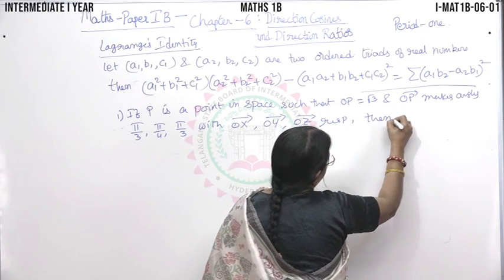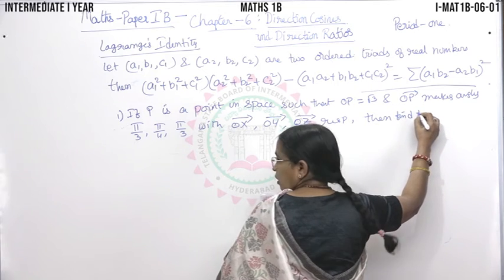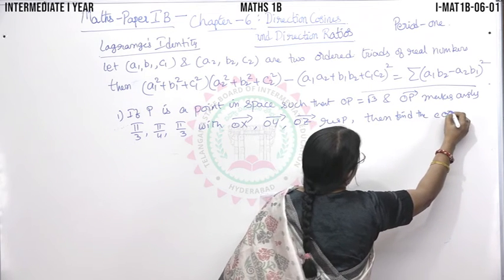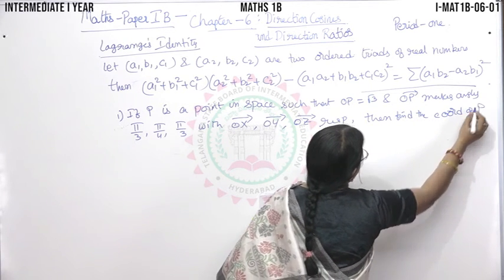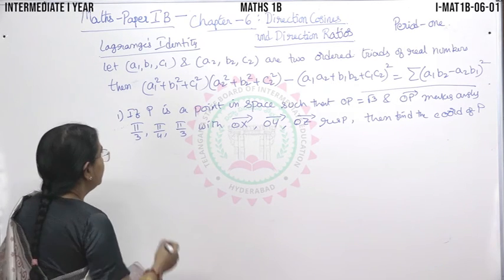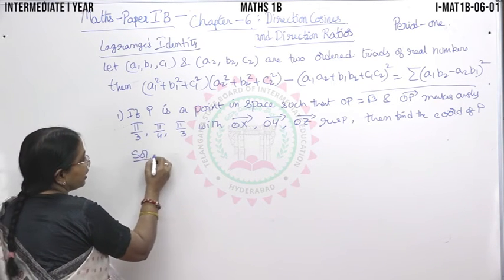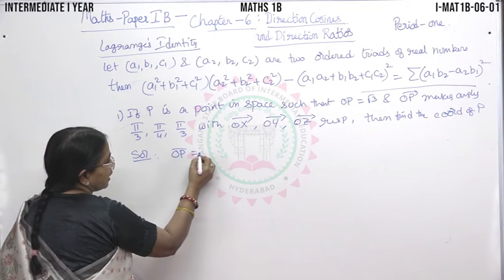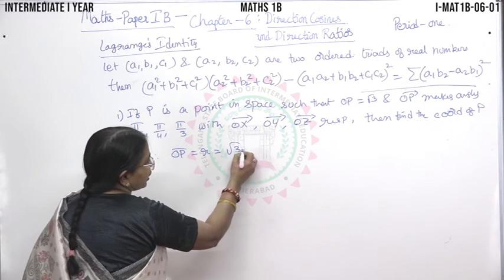Then find the coordinates of P. So this is just the first formula. You have x, y, z as equal to LR, MR and NR. So what is given here? You are given OP distance as R. R is equal to root 3.